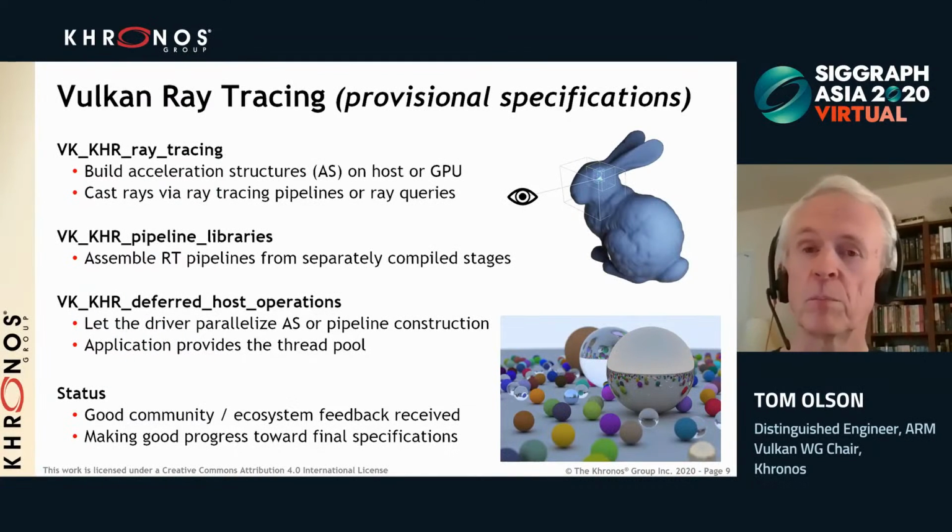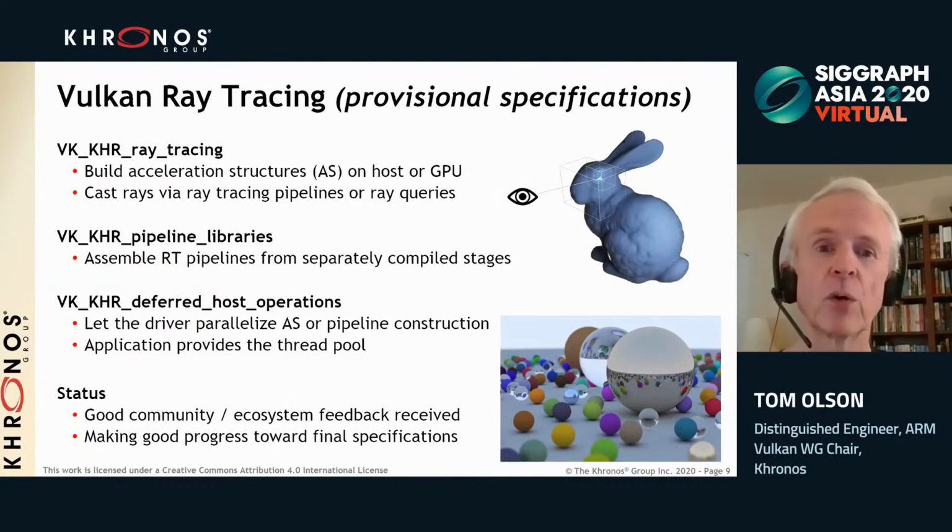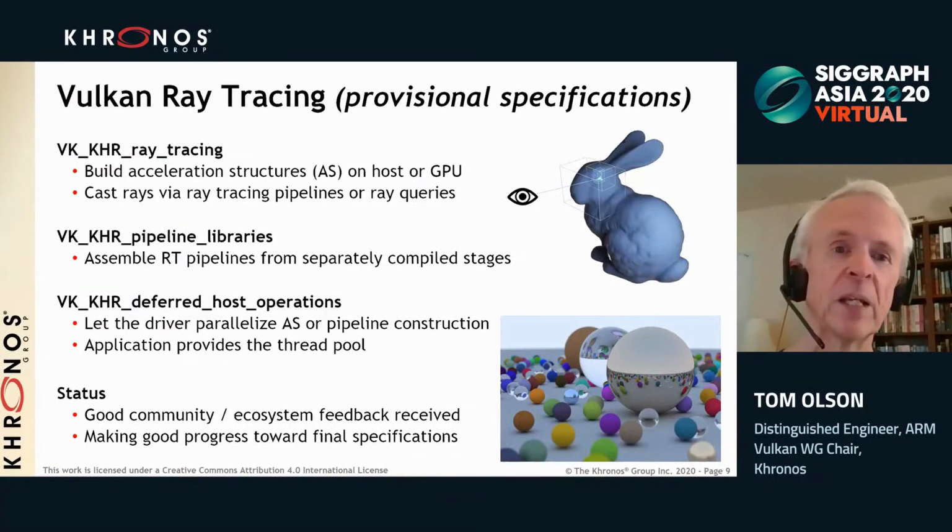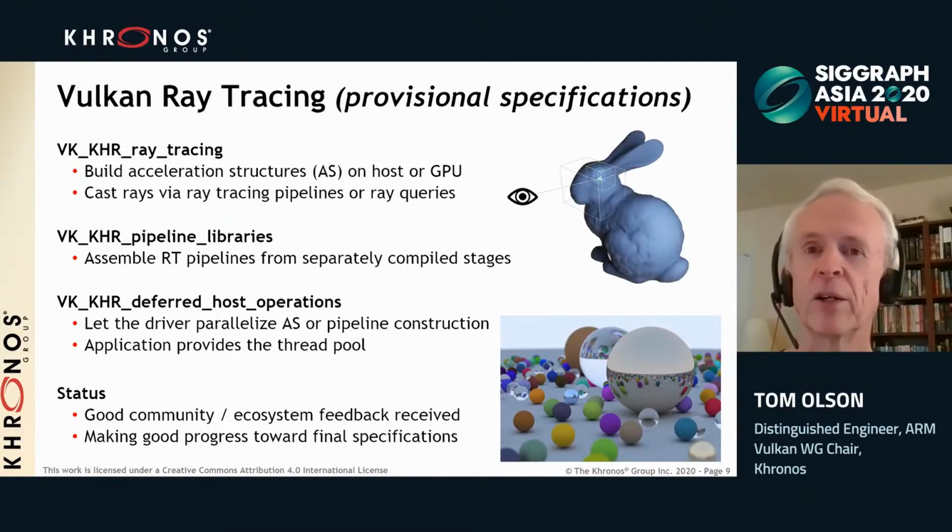either from a new kind of pipeline called a ray tracing pipeline, or using ray queries from the existing compute and graphics pipelines. In addition to the core ray tracing extension, we have two helpers. Pipeline libraries help you deal with the combinatorial explosion you get when you have to combine 5 different kinds of shaders to make a ray tracing pipeline.